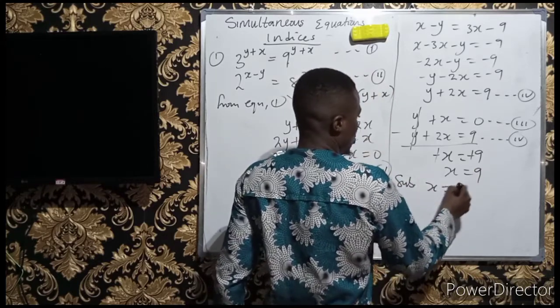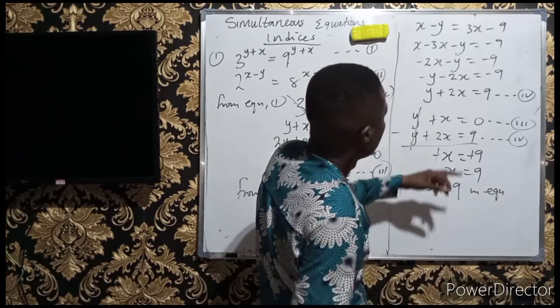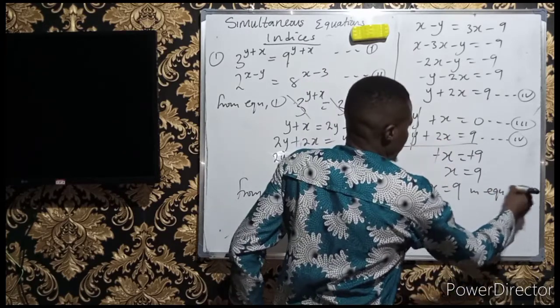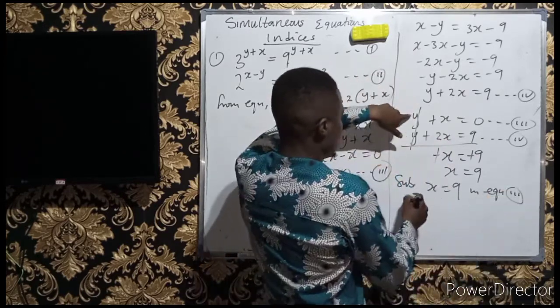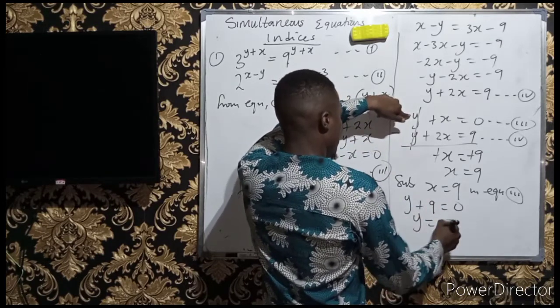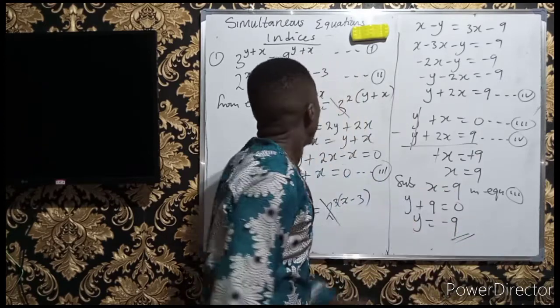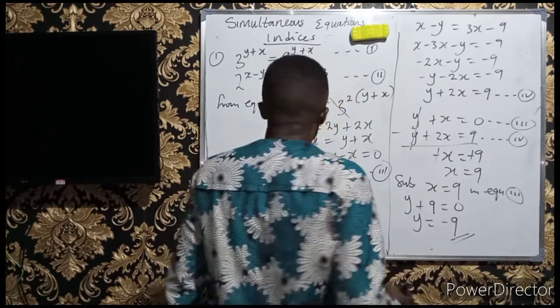Substitute x equals 9 in equation, let's say equation 3. So I have y plus 9 is 0. So y is minus 9. So x is 9, y is minus 9.